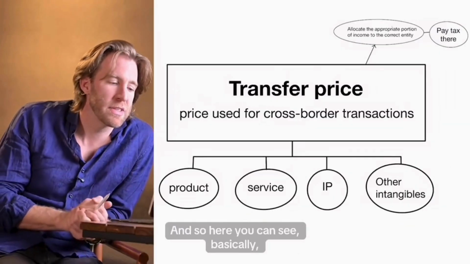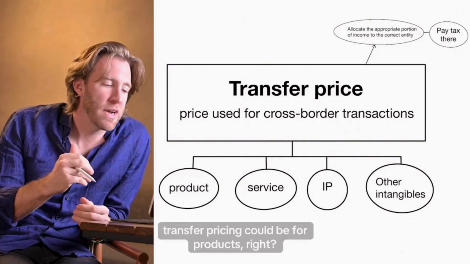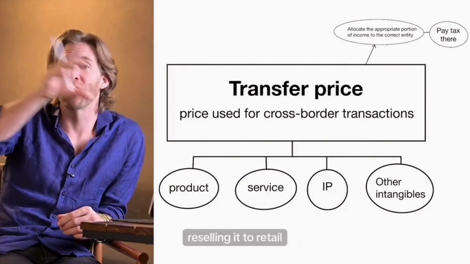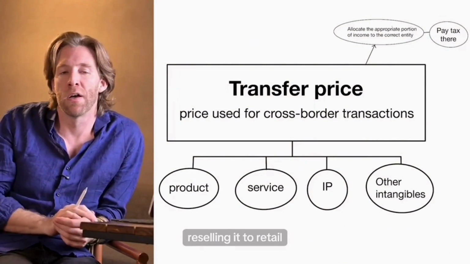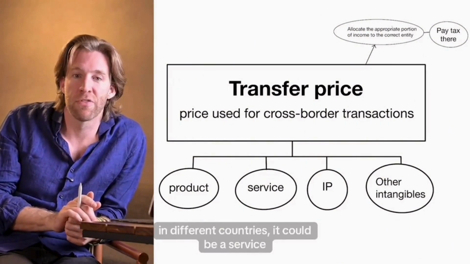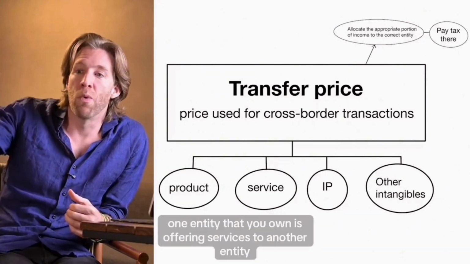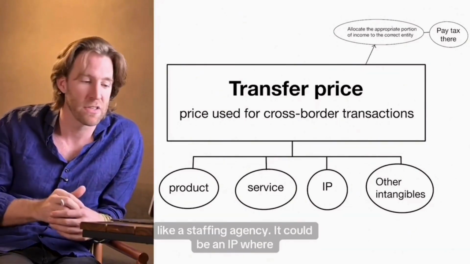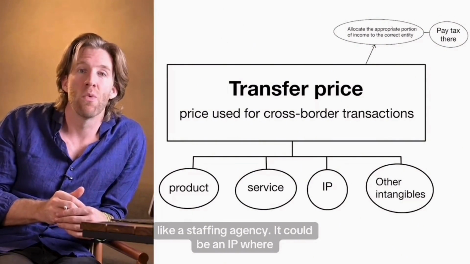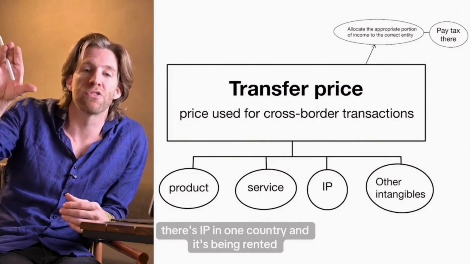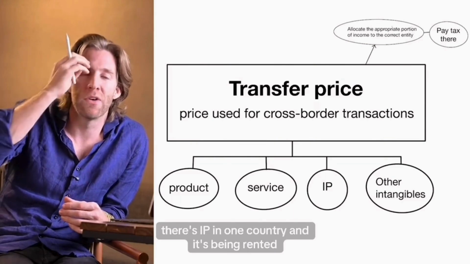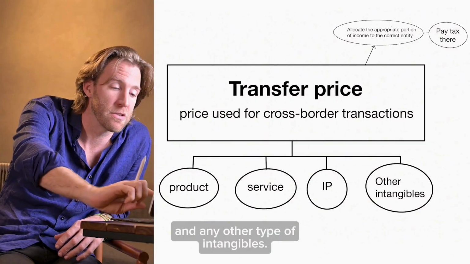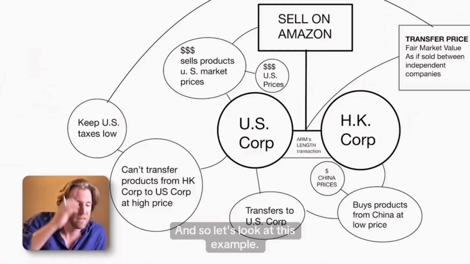And so here you can see basically transfer pricing can be for products, right? If you're buying a product from a manufacturer, reselling it to retail in different countries. It could be a service where, let's say, one entity that you own is offering services to another entity, like a staffing agency. It could be an IP where there's IP in one country and it's being rented or paying royalties from another country, and any other type of intangibles. And so let's look at this example.